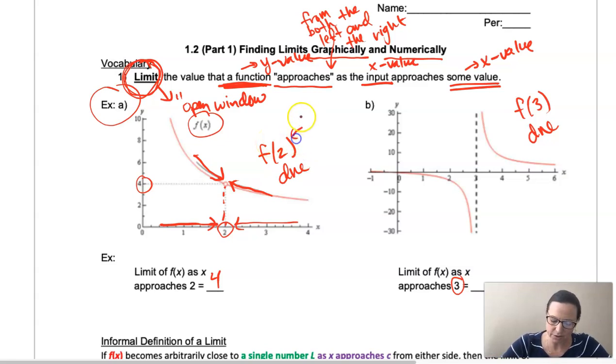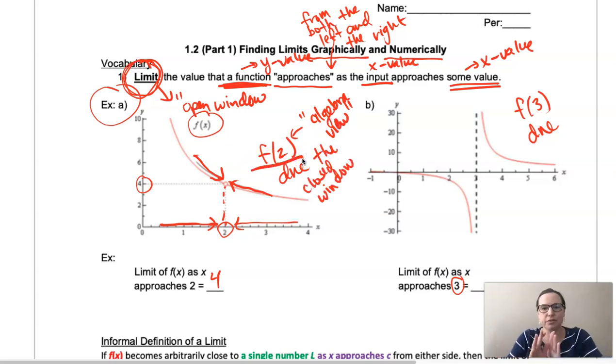This f of 2 we could think of as the algebra view, the closed one. That's what this notation is, where you block out everything else except what's happening exactly at 2. And in this function there was a hole, so that was undefined. And in this function over here there is a vertical asymptote at 3, so f of 3 also does not exist. So then we want to think of that open window view, right? We're blocking out what happens at 3.